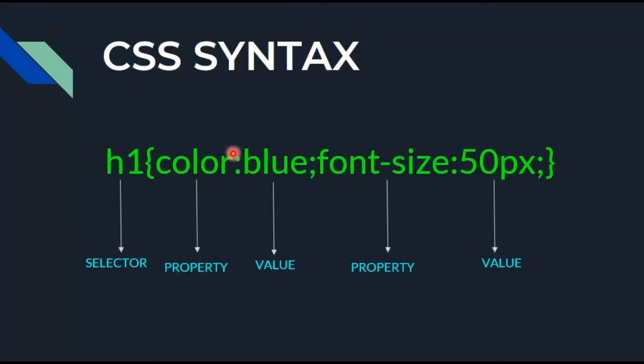Now see the syntax of CSS. This is basically a selector. It tells to which element I want to apply a CSS property. After that we will use curly brackets, and between them we will write a property and a value, separated by a colon and ended with a semicolon. Here I describe two properties: the first one is color and the second one is font size. Now, let's do a practical on how to implement CSS in a practical way.